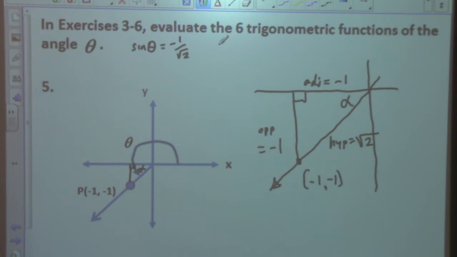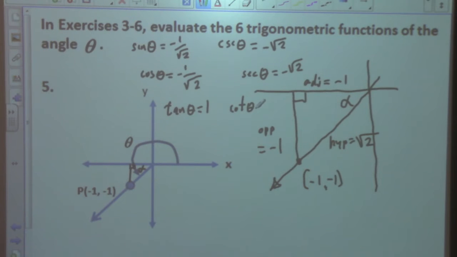And then the CSC will be the square root of 2 over -1. Okay, square root of 2. Cosine would also be -1 over square root of 2, and then secant would be square root of 2 over negative square root of 2. And then your tangent is going to be just 1, and cotangent theta equals 1, both 1, okay?